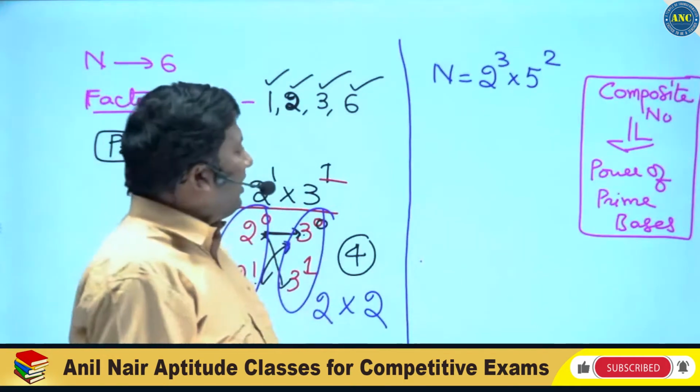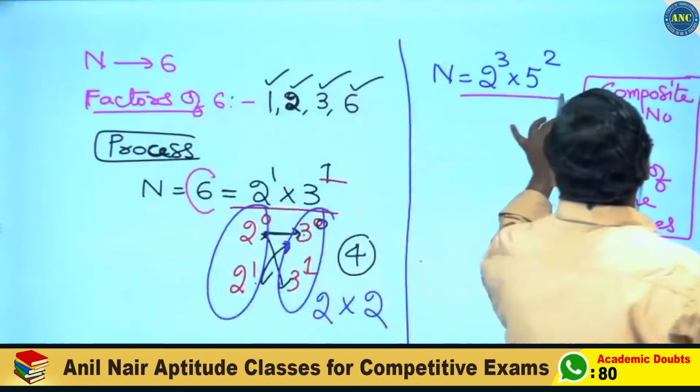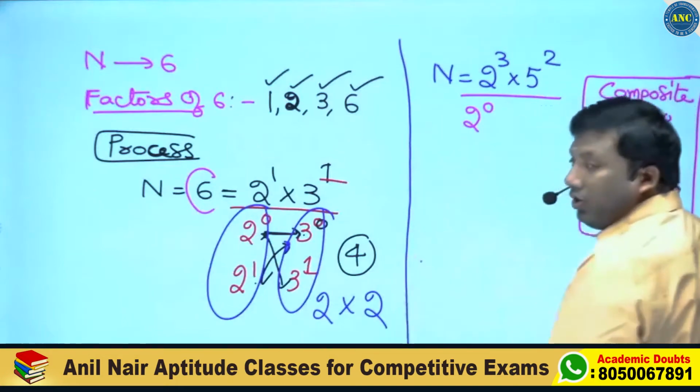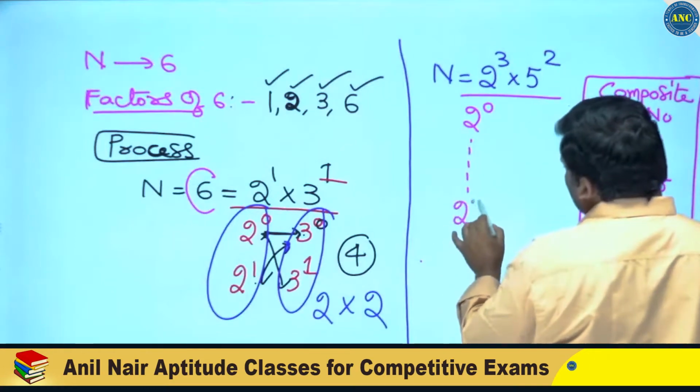Just now we studied, whenever we are finding the factors of a number, we start with the lowest power, which is 2 power 0. 1 is the lowest factor for any number, and I require up to 2 power 3.